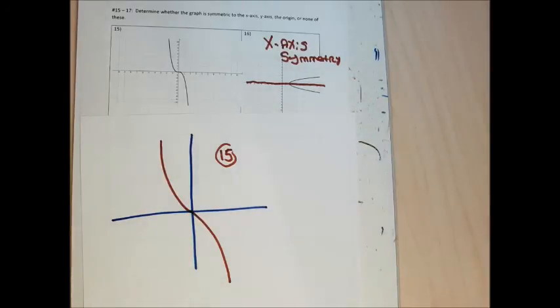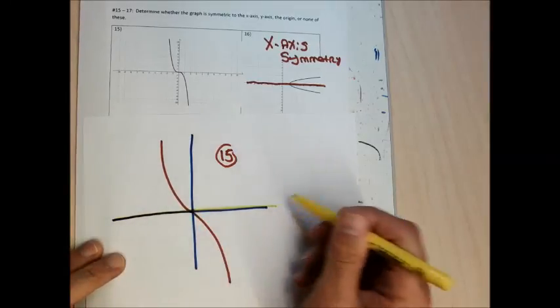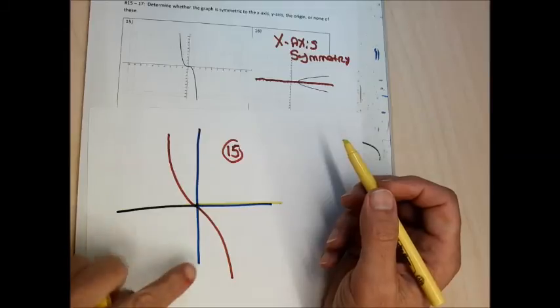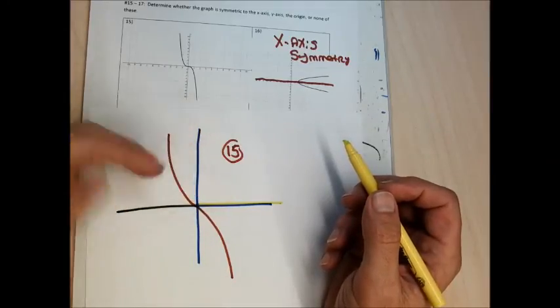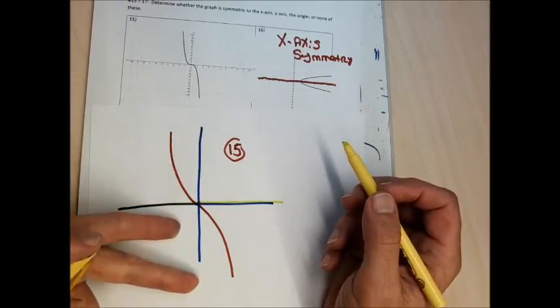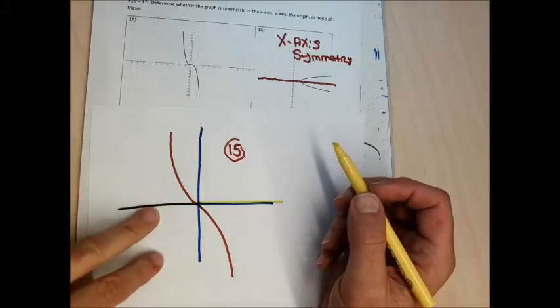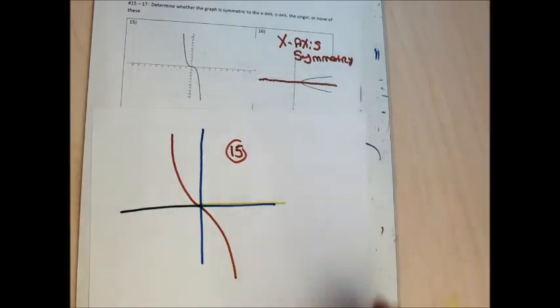That's not the case for problem 15. For problem 15, the line drawn through the x-axis doesn't give it x-axis symmetry because there isn't a mirrored part above the x-axis for this half, and there isn't a mirrored part below the x-axis for that half. So 15 doesn't have x-axis symmetry because there aren't equal halves above and below the x-axis.